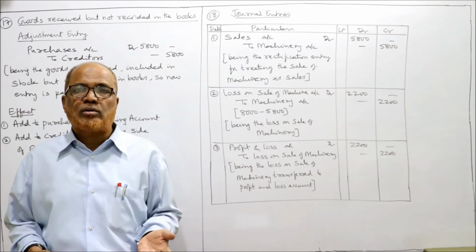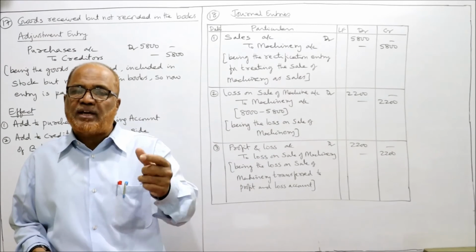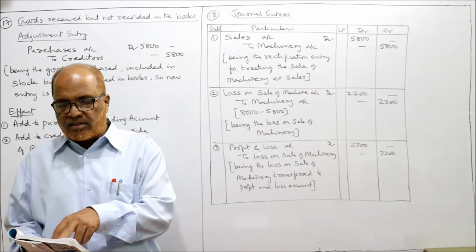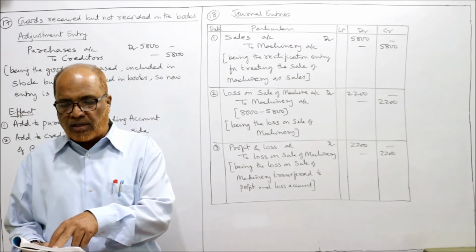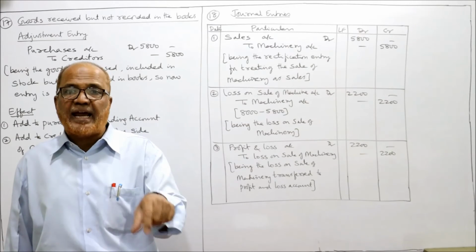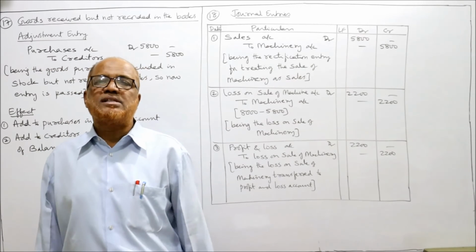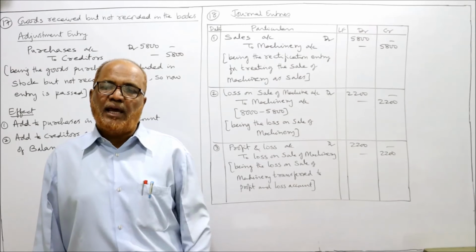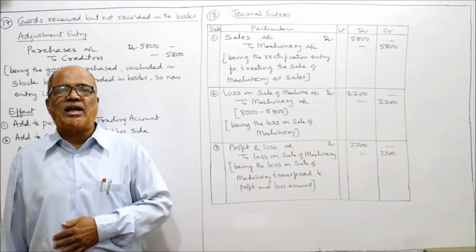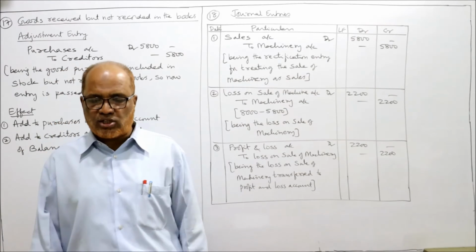Now we debit sales account. By mistake we have credited the sales account, so to rectify that we debit the sales account by 5,800. And the machinery account stood in the books at 8,000. That means the book value of the machinery was 8,000 and it is sold at 5,800. That means there is a loss of 2,200. 8,000 rupees worth of machinery was sold for 5,800, so there is a loss of 2,200. Make the necessary adjustment entry.